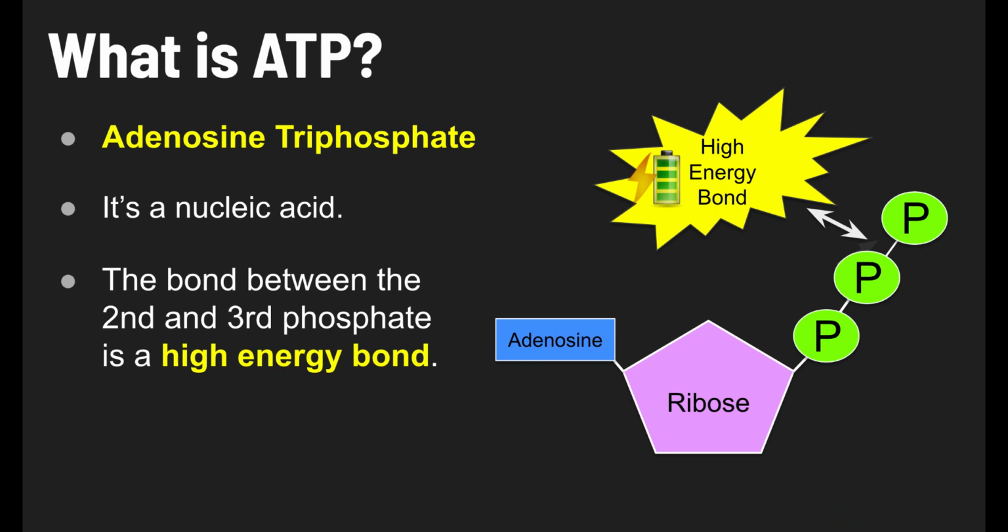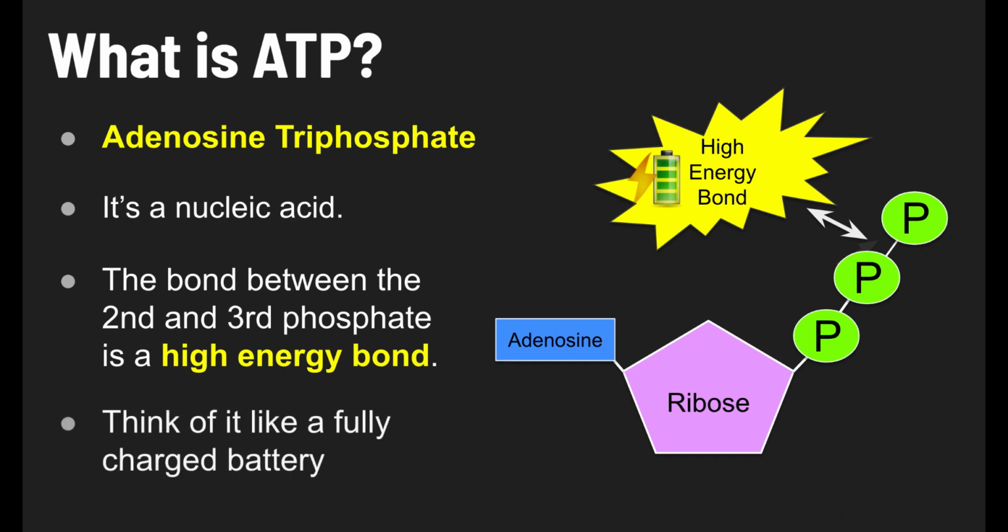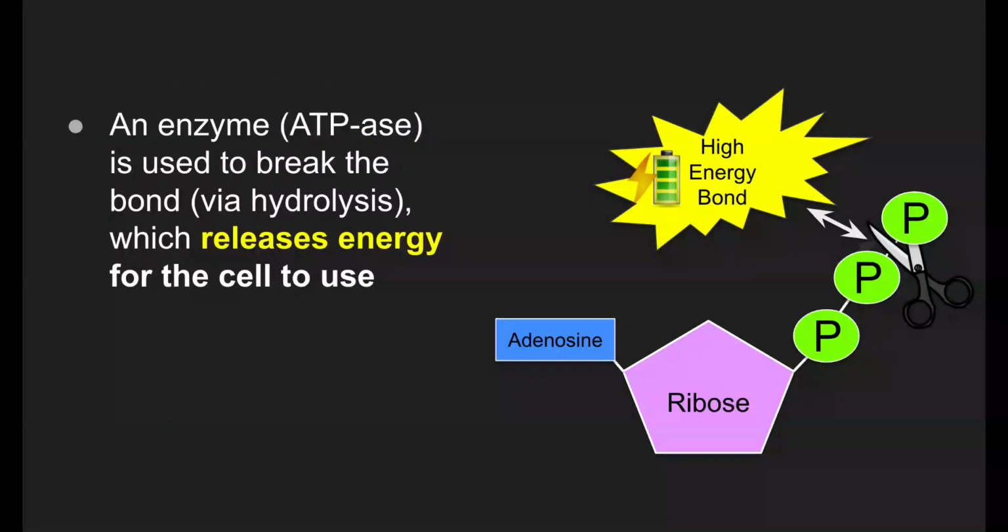So that's where it gets that triphosphate name. The bond between the second and the third phosphate is a high energy bond. There's a lot of energy stored in that bond. And so when the ATP molecule has these three phosphates on it, it's like a fully charged battery that the cell can use. Now, an enzyme comes along called ATPase, and it breaks the bond between the second and third phosphate. It breaks that bond in a process called hydrolysis. And when that bond is broken, energy gets released, and that's the energy that the cell is able to use.